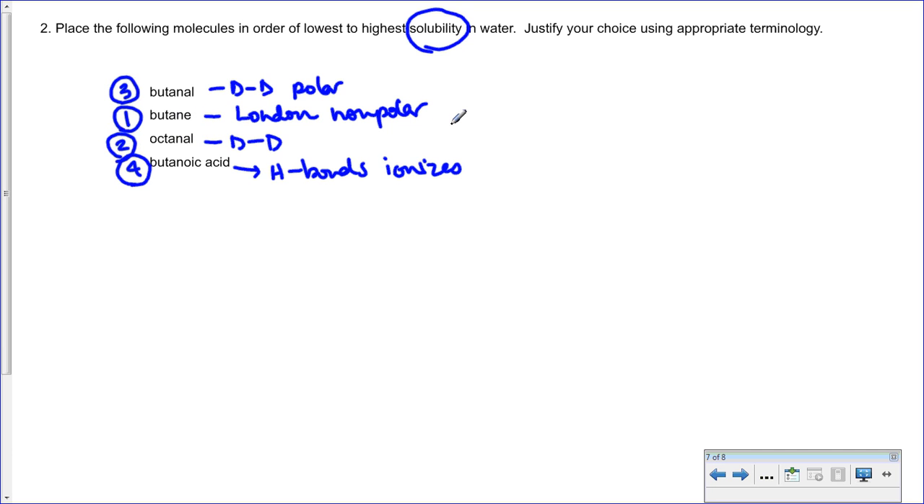So that concludes our review of properties and their connectedness to organic molecules.